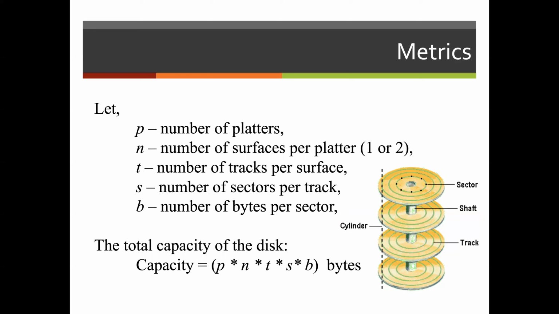Consider that we have P to represent the number of platters, N to represent the number of surfaces per platter, T to represent the number of tracks per surface, S to represent the number of sectors per track, and B to represent the number of bytes per sector. To this extent, we can compute the capacity to be P times N times T times S times B bytes, and that'll give us the total capacity that we can store on our hard disk.